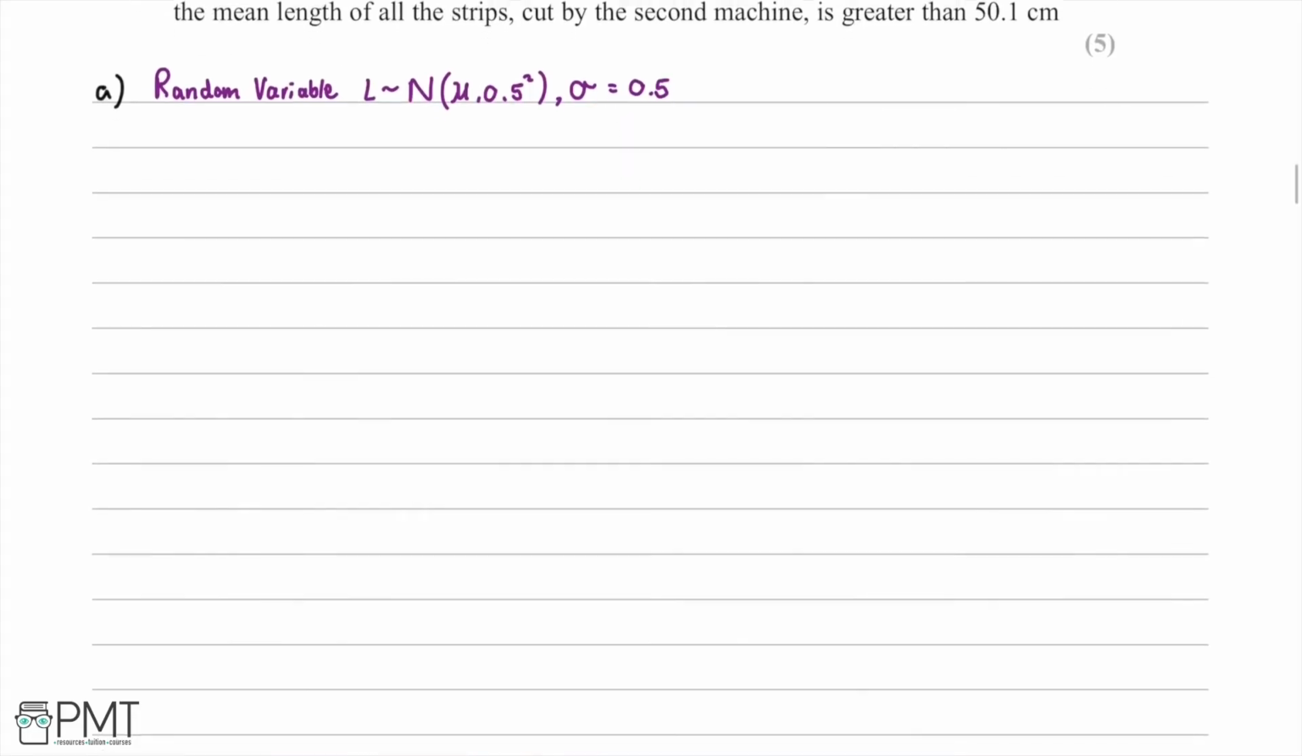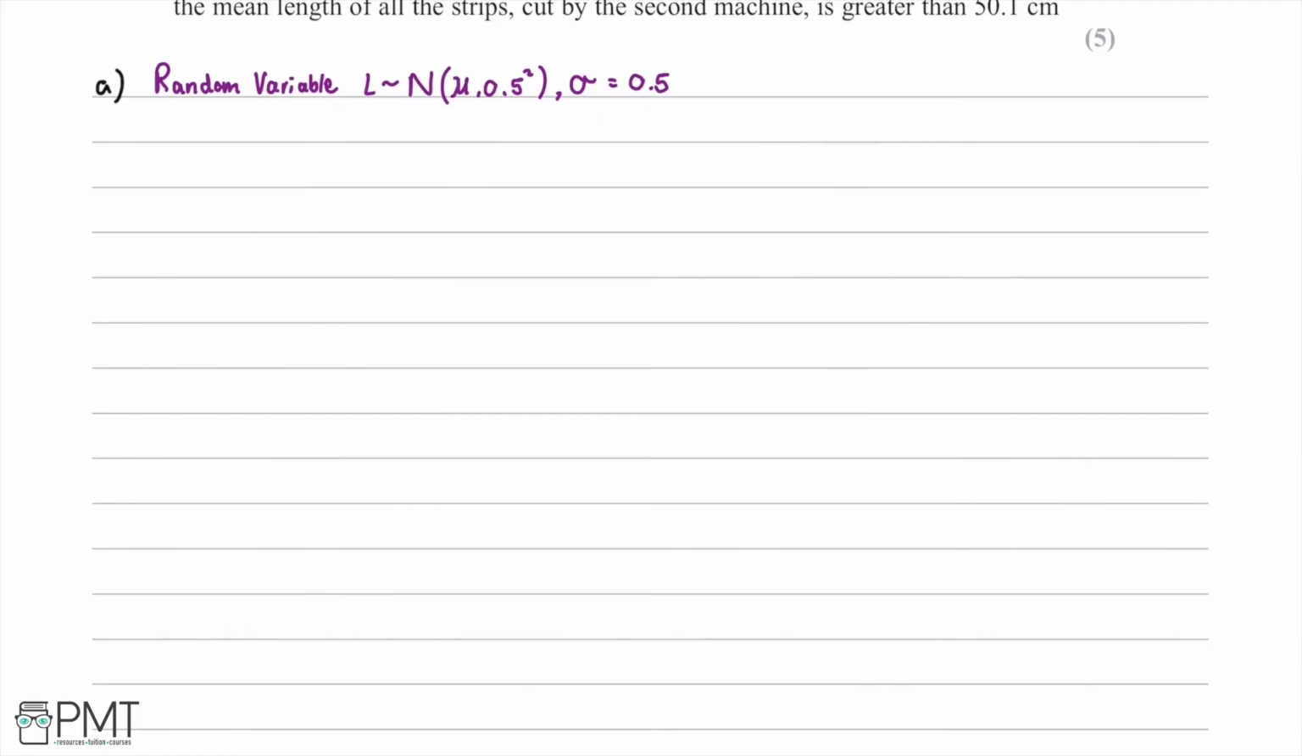be used. So summarising the information we have, we have a random variable and we're going to denote it by L. We know that it has standard deviation of 0.5, so writing it in normal distribution form here, we have the mean mu, which is something we may potentially need to work out, and then the variance is going to be the standard deviation squared.